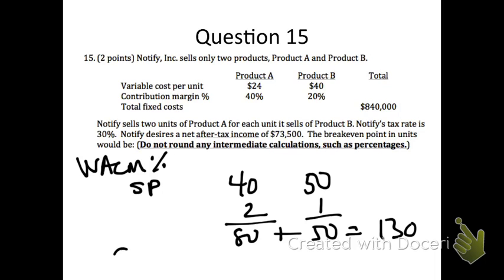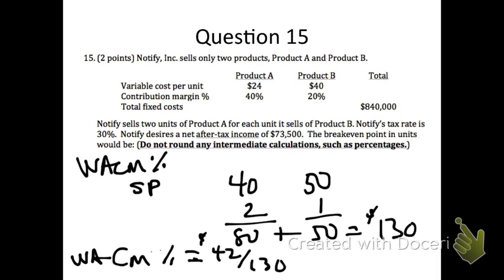And so our contribution margin ratio on a weighted average basis is equal to our contribution margin divided by our total sales. And again, you could use any number of units as long as it was 2 to 1. So our weighted average contribution margin ratio is a little bit messy, but it's 0.3231.